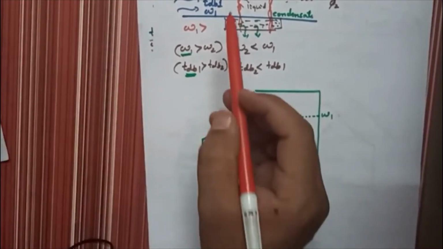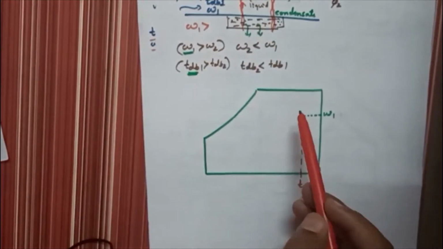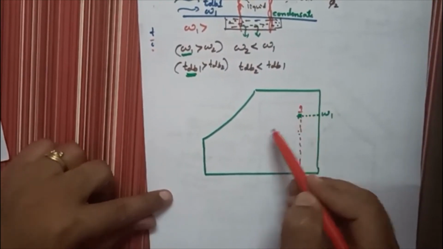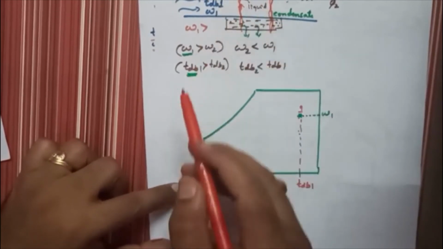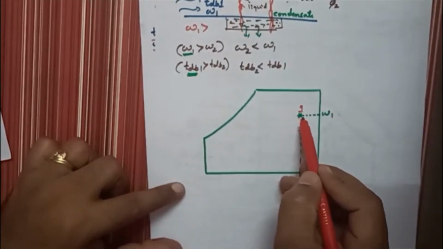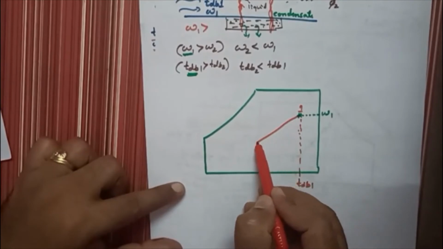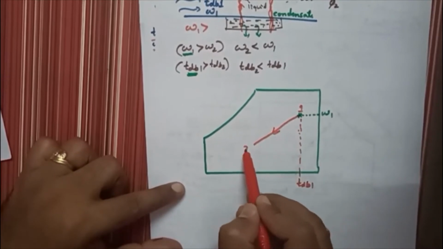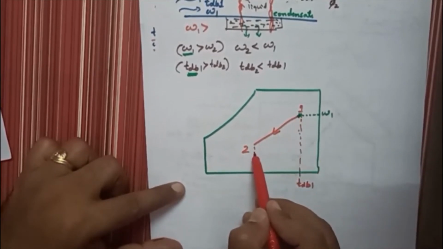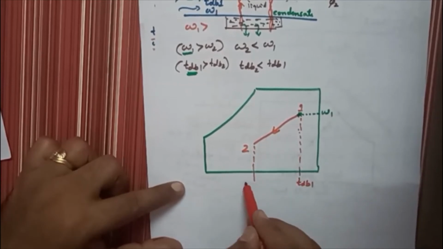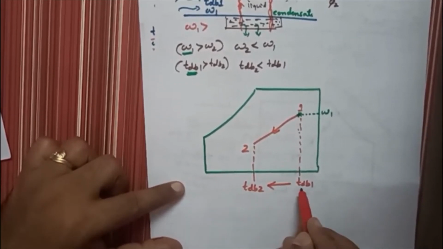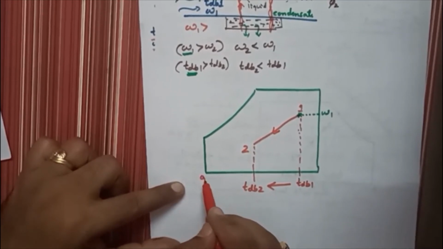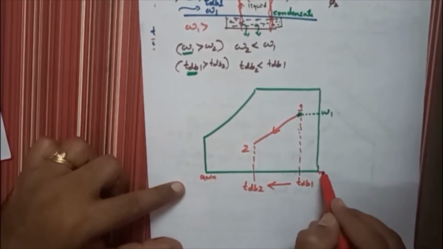Now the process starts from point number 1 to point number 2, that is cooling and dehumidification. So this cooling and dehumidification process will be represented by an inclined line. So 1 to 2 cooling is there, that is dry bulb temperature at point number 2, that is cooling. This is the minimum value and here is the maximum value.